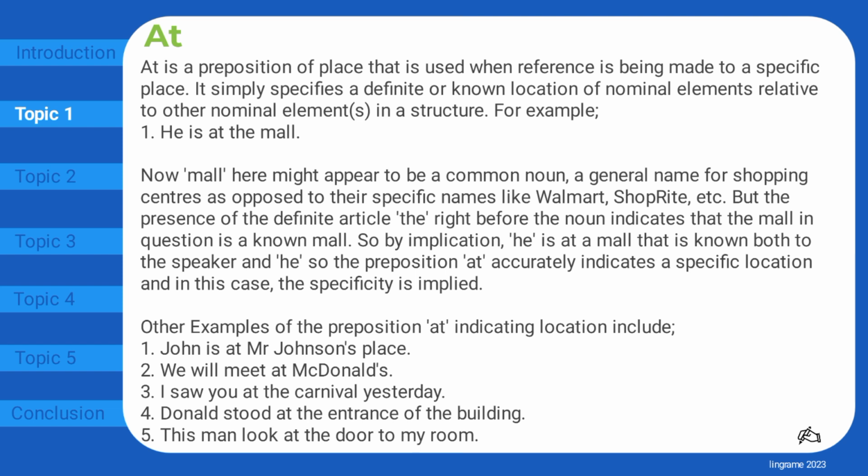Other examples of the preposition at indicating location include: John is at Mr. Johnson's place. We will meet at McDonald's. I saw you at the carnival yesterday. Donald stood at the entrance of the building. This man looked at the door to my room.